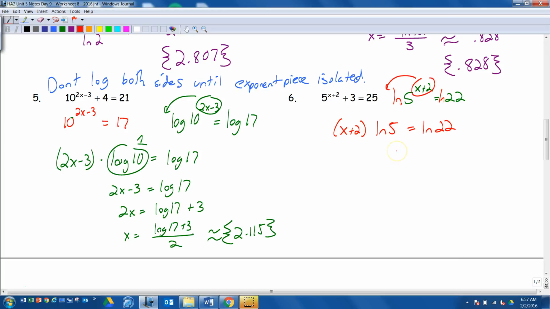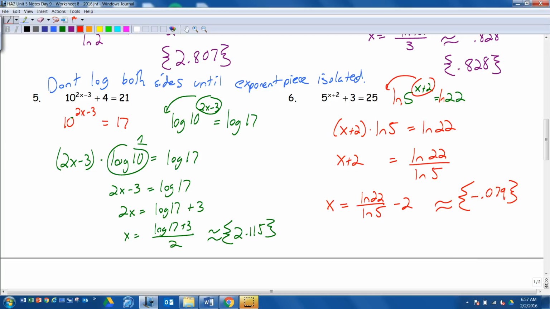I'm going to divide by the natural log of 5 because that's attached by multiplication. So I have natural log of 22 over natural log of 5 equals x plus 2. Then I'm going to subtract. So I type that into my calculator, and I get that it's approximately negative 0.079, and that will go in brackets. Okay, so that's how you solve using logs.